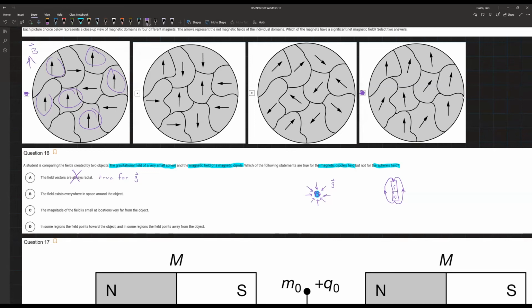There are two poles to a magnet. B, the field exists everywhere in space around the object. That's true for both. And these fields tend towards infinity, but they will still be some existent value to large distances unless we're infinitely far away. If we remember, the definition for B for a simple wire is given by mu naught I over 2 pi r. So it's only at infinity that we do not have a magnetic field. The magnetic field is small at locations very far from the object. That will be true for both of them.